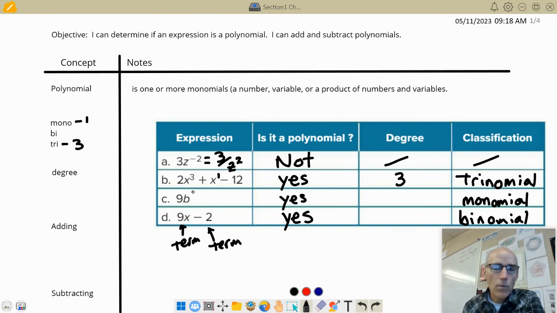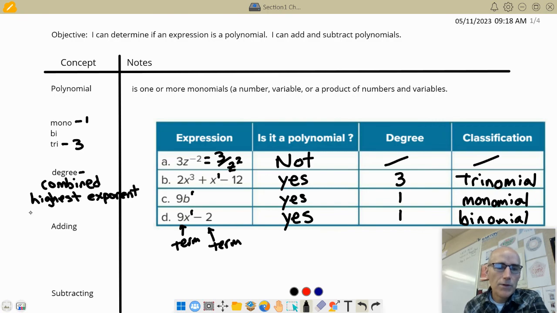Here, the variable has a 1 for an exponent, so the degree is 1. Here, the variable has an exponent of 1, so it's a 1. I hope I'm making degree clear. It is the combined highest value for the exponents of one particular term. So I'm going to put down combined highest exponent on one particular term, on a term. And you want the highest value of all the terms.